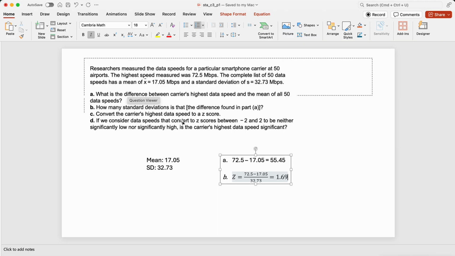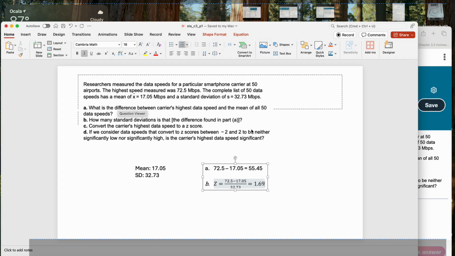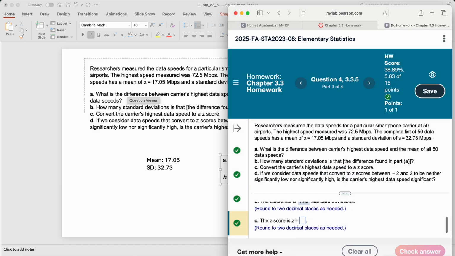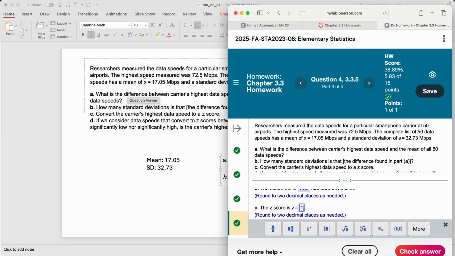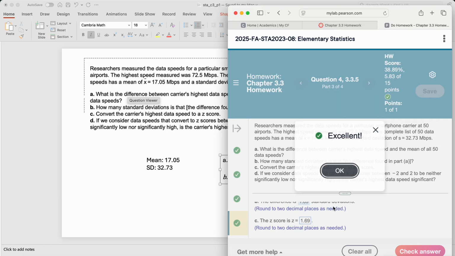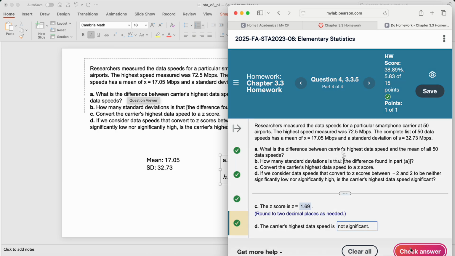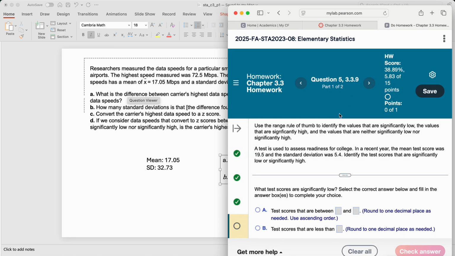And then it says, if we consider scores of -2 and 2 to be significantly low or high, is the carrier's highest speed significant? We can go to the homework and answer that. Again, we got 1.69 standard deviations. And is that significantly high? Well, again, the z-score is 1.69 because it's the same thing. And it's not significant because it sits within those fences, as we've discussed that idea before.